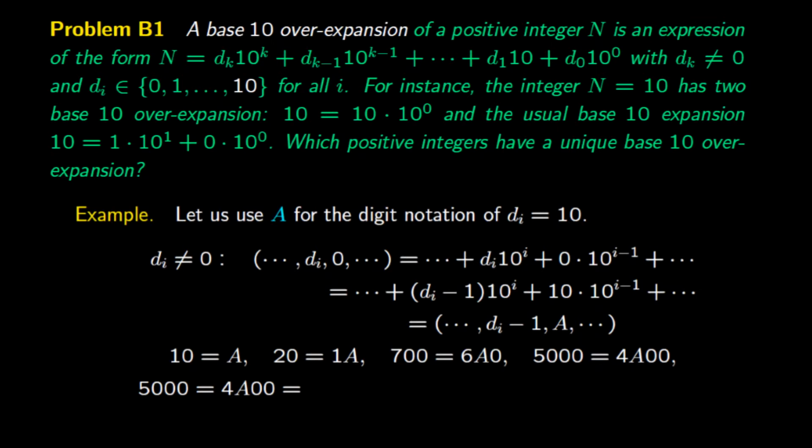If we have several zeros, like 5000, we can keep doing this. Focus on A0 in the middle of 4A00. Then 1 less than A is 9, and so we have 9A in the middle. And now we have 49A0. We still have 0 at the end. So A0 changes to 9A, and we have 499A.